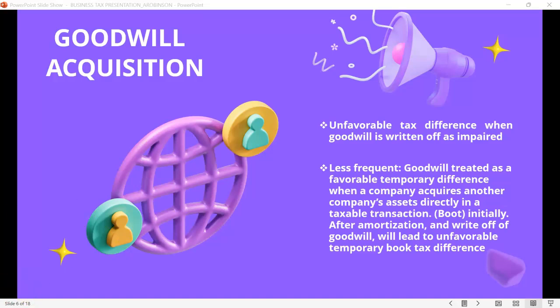As mentioned in the previous chapters, impairment testing allows companies to avoid amortizing their goodwill on the books over 10 years. The book difference doesn't arise until the goodwill is written off as impaired. So this book expense creates a permanent unfavorable difference.